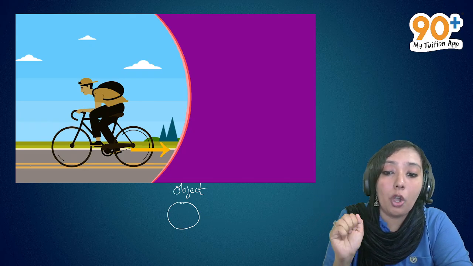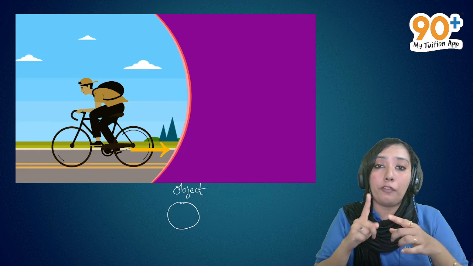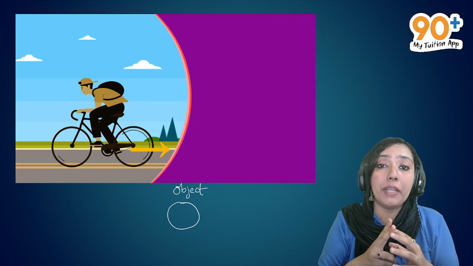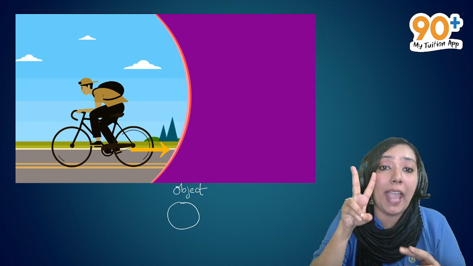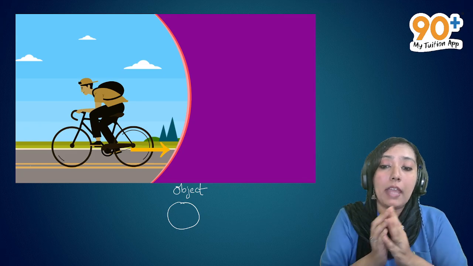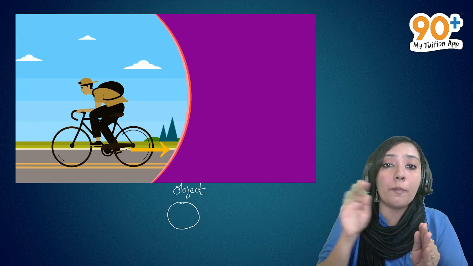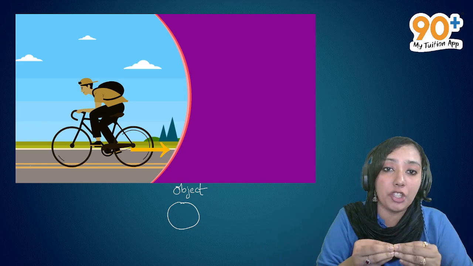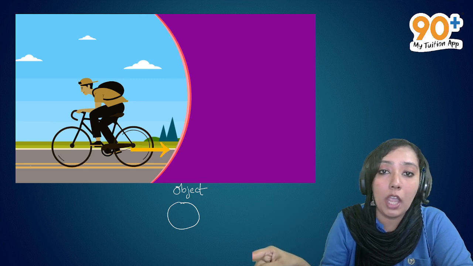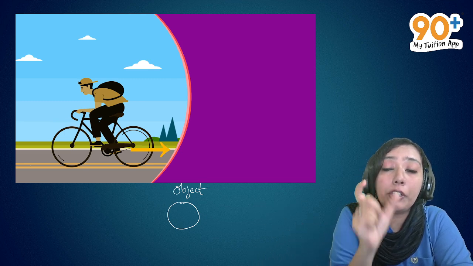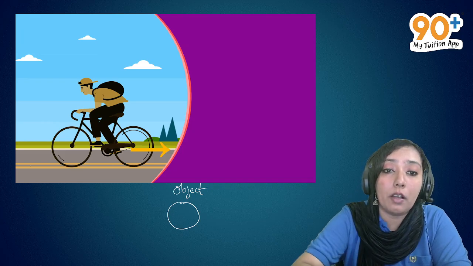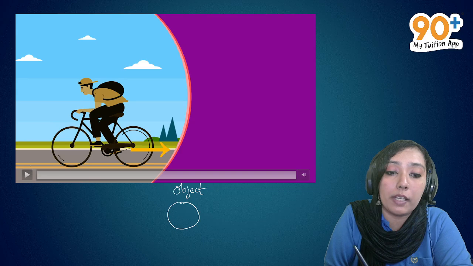No. So you should understand that for an object, a non-living object, to move, there should be at least two objects in action. The ball is an object and I myself am an object. So when two objects come into action, force is applied and there will be motion. So there should be at least two objects.